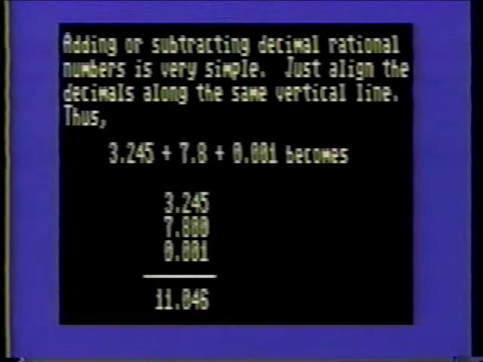Adding or subtracting decimal rational numbers is very simple. Just align the decimals along the same vertical line and add or subtract according to directions. Thus, 3.245 plus 7.8 plus 0.001 becomes 11.046.